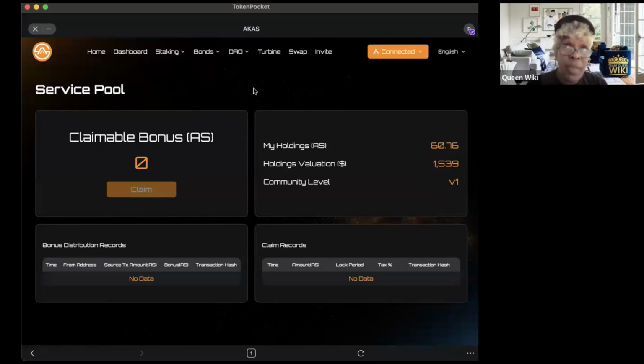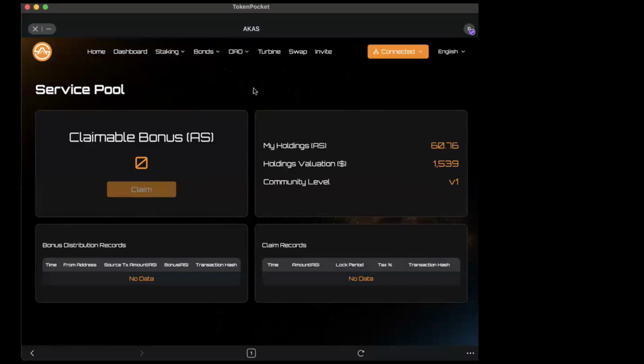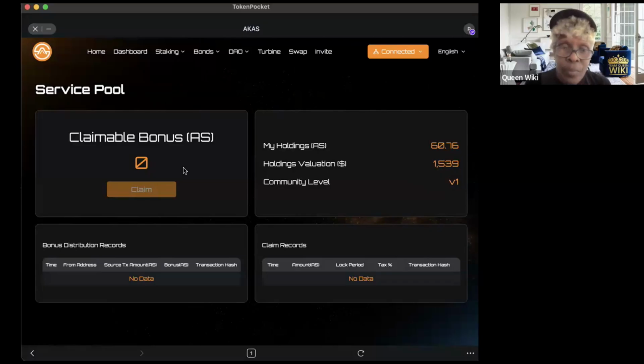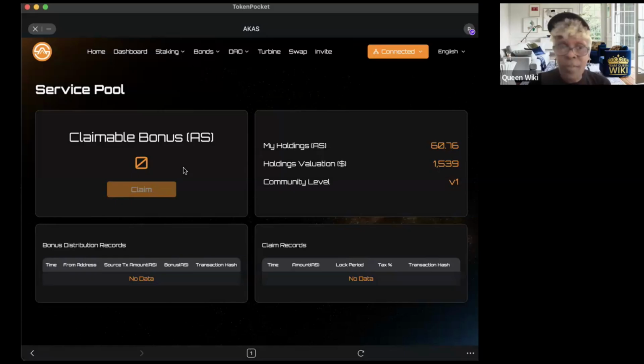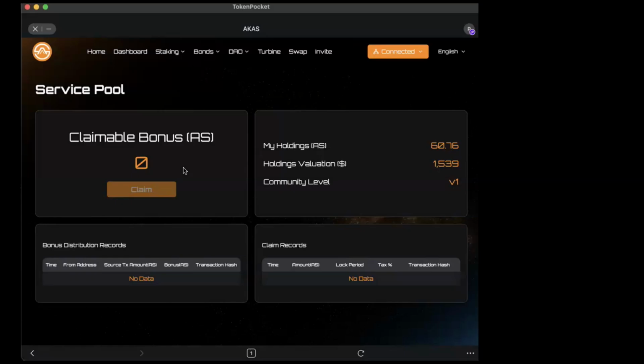Okay, and what they invested, 5%. Yes, service pool, yes. If they invest 10,000, then you will get $500 as the claimable bonus here. But that's only after 180 days. If they invest 180 days or more, yes. So at the 180-day mark, you get this, or at the beginning of the 180 days.